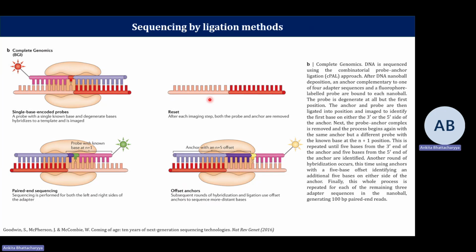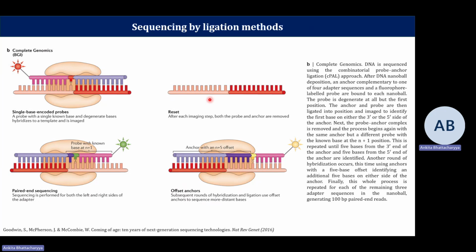The anchor and the probe are then ligated into position and imaged to identify the first base on either the 3' side or the 5' side of the anchor. Next, the probe anchor complex is removed and the process once again begins with the same anchor but a different probe with the known base at the n+1 position. So again, you put in an offset of a single base, and then you'll have n+1, which is known, and then you'll just end up with a few more bases not known.